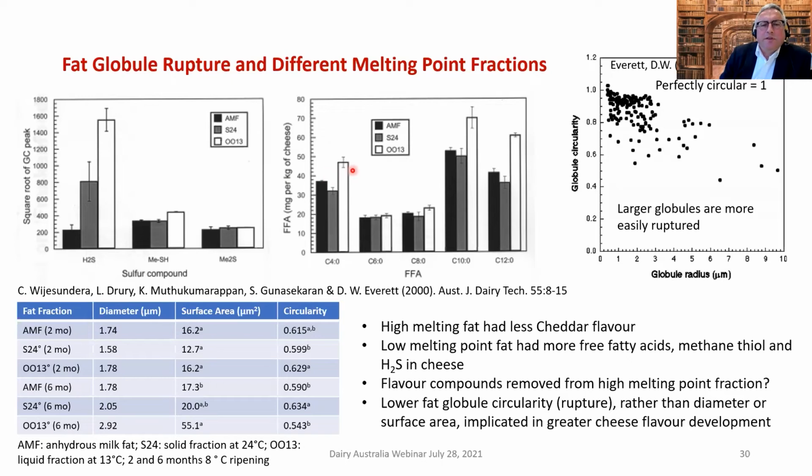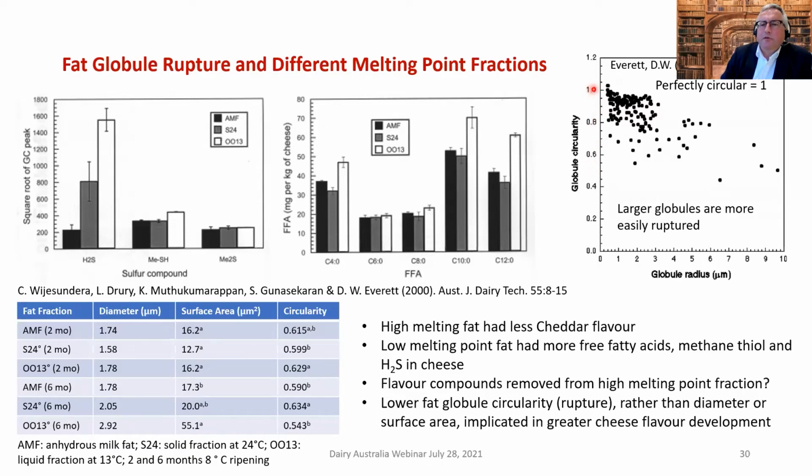So that says two things. One is that perhaps it is the milk fat that's important when it's in a liquid format. Perhaps the flavor compounds can get out more easily from the lower viscosity oil. But the other thing is that it could be something to do with the circularity of the fat globules. This is some work that I have not published, but it was looking at globule circularity.